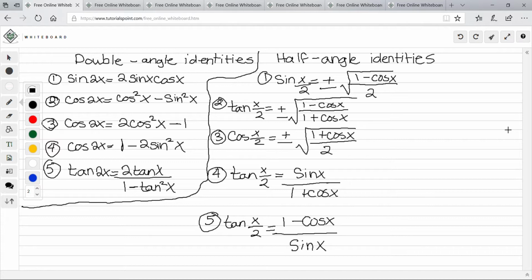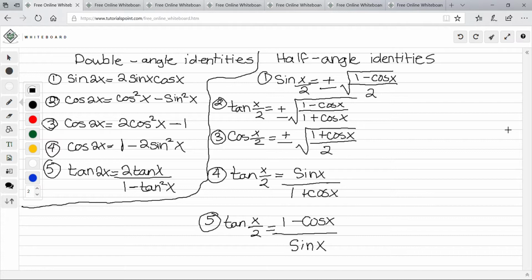And then we have half angle identities. The first one is sine x over 2 equals plus or minus the square root of 1 minus cosine x over 2, and then tangent x over 2 equals plus or minus the square root of 1 minus cosine x divided by 1 plus cosine x, and then cosine x over 2 equals plus or minus the square root of 1 plus cosine x all over 2, and then tangent x over 2 equals sine x divided by 1 plus cosine x, and then another tangent.